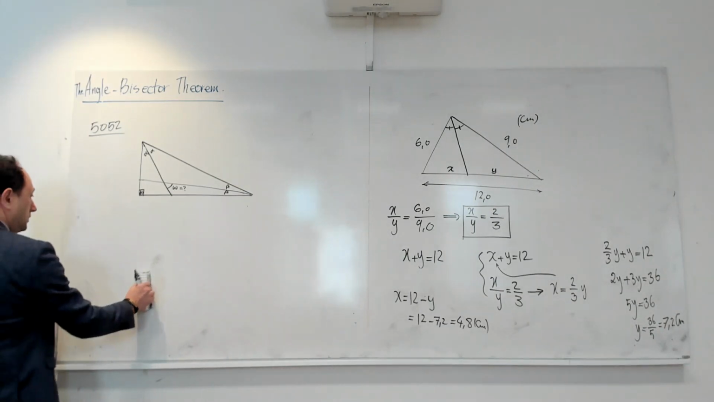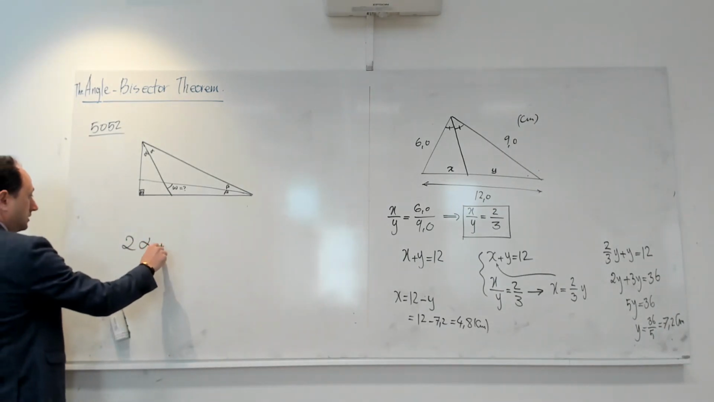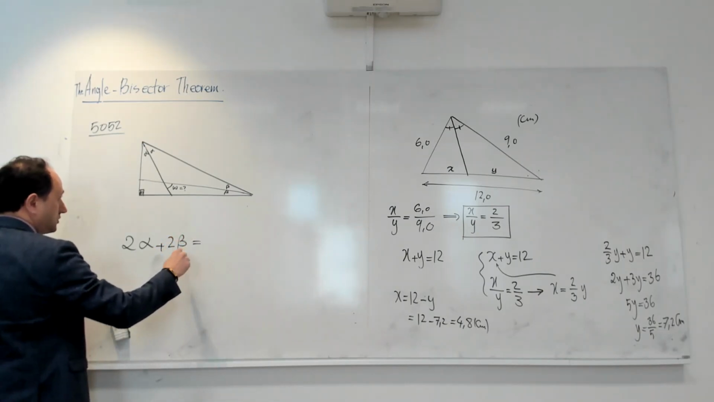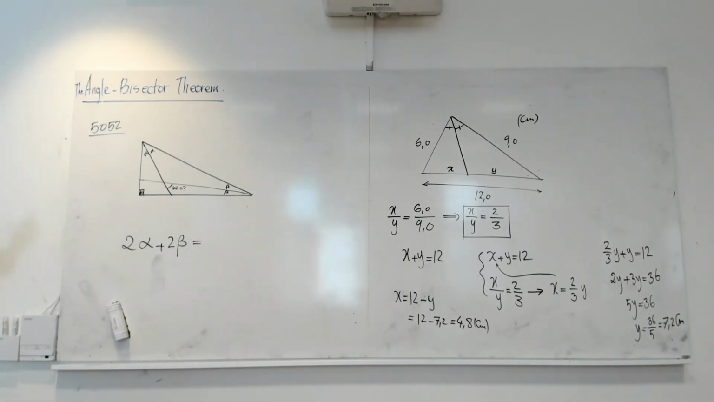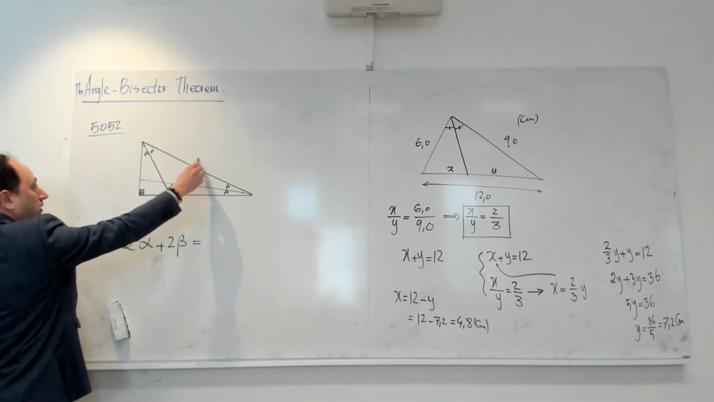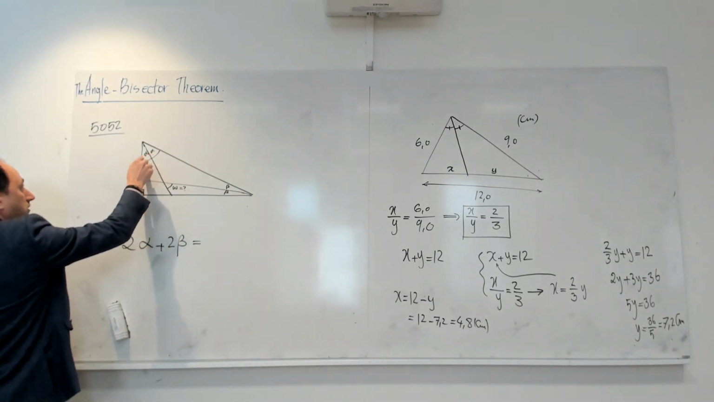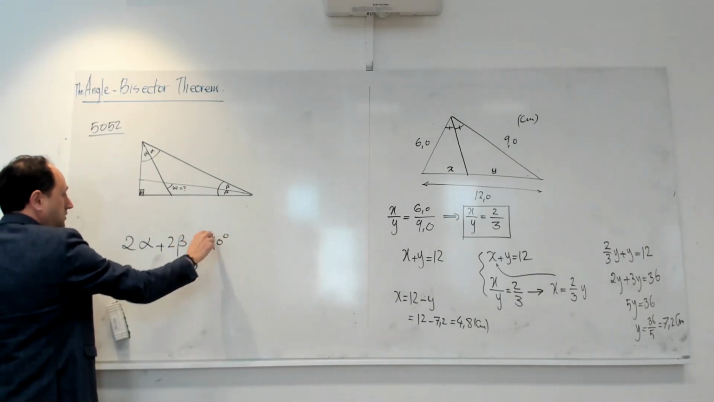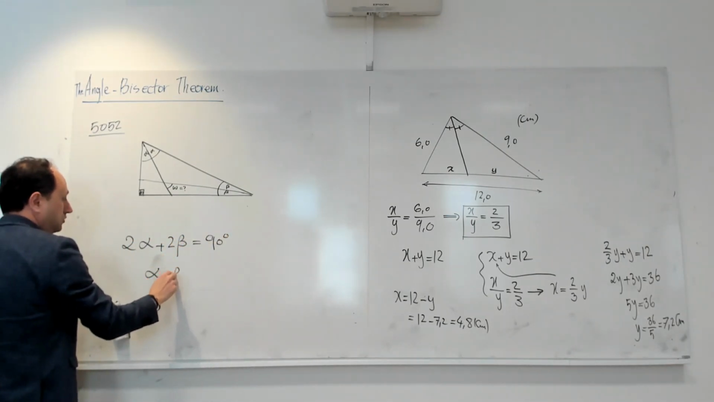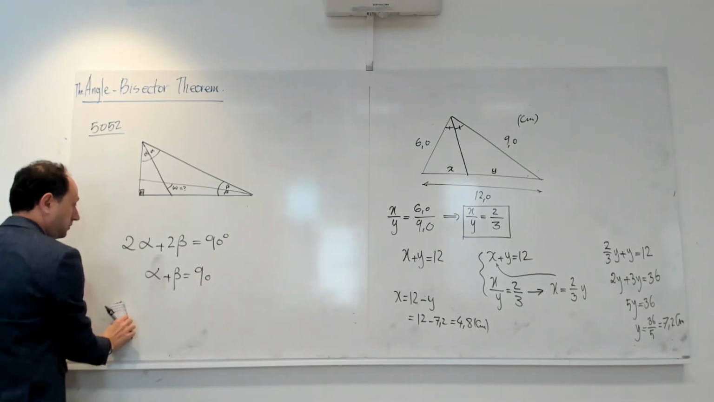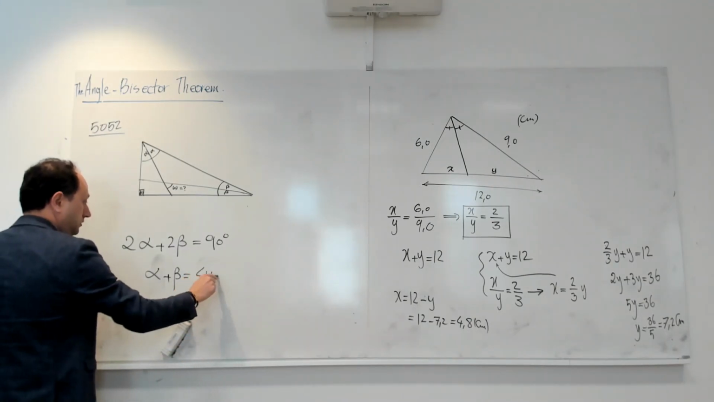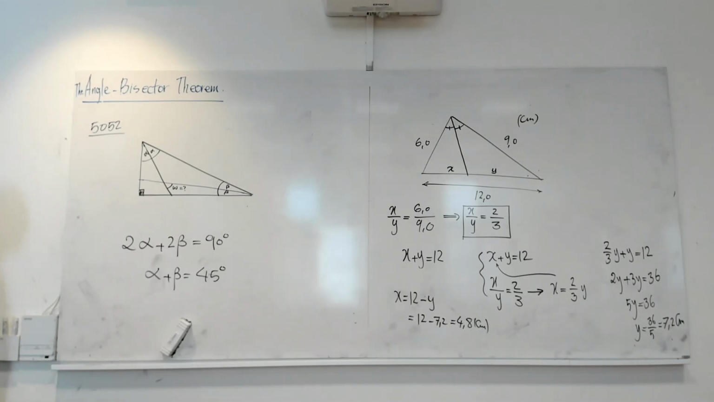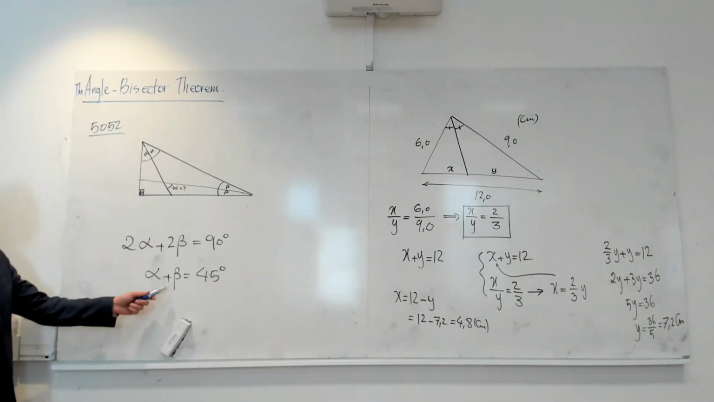Can you tell me what is 2 alpha plus 2 beta? This you can immediately answer. Of course, you need to understand how to look at the picture in the correct way. Then 2 alpha plus 2 beta is 90, because in the bigger triangle, 2 alpha is this angle, 2 beta is this angle, so this should be 90. So if I divide everything by 2, alpha plus beta becomes 45 degrees.